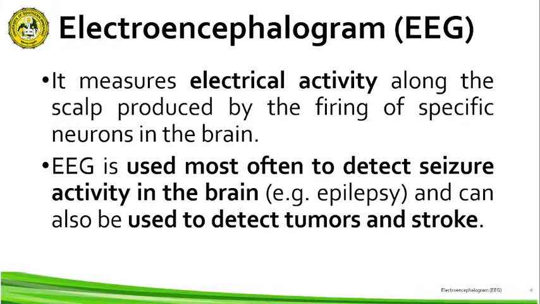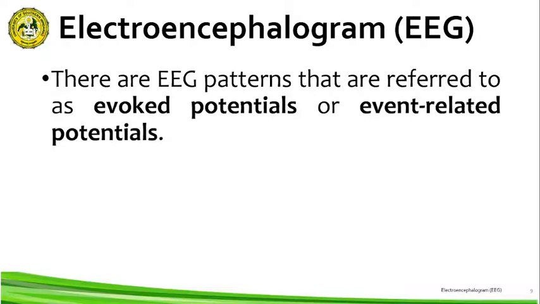Now let's move on to the highlight of this report, which is the electroencephalogram or the EEG. So what is this EEG? It measures electrical activity along the scalp produced by the firing of specific neurons in the brain. EEG is used most often to detect seizure activity in the brain, for example, for those clients who have epilepsy, and can also be used to detect tumors and stroke.